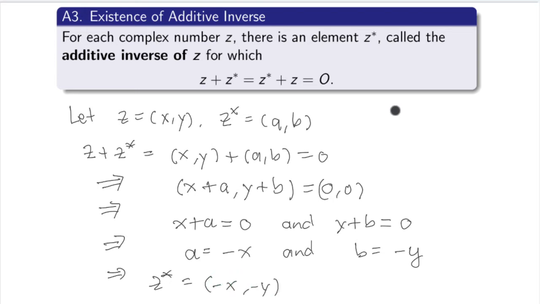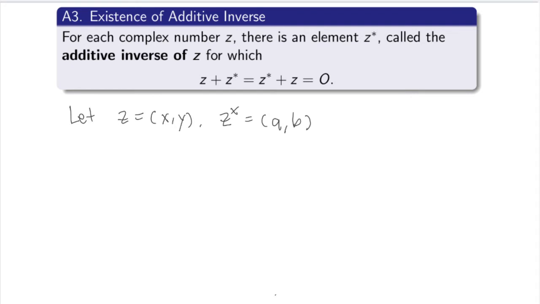Because of this, we can now use the notation negative C for the complex number negative x, negative y, and we call the complex number negative C the negative of the complex number C. Just like in the set of real numbers, the additive inverse of the complex number is the negative of that complex number, which can be derived by taking the negative of the real part, negative x, and taking the negative of the imaginary part, negative y. Now, we have an idea of what C star should be.